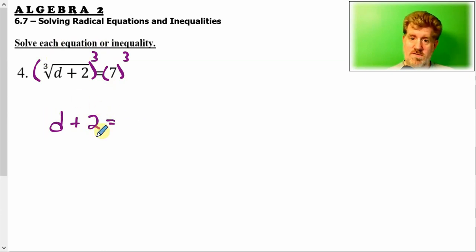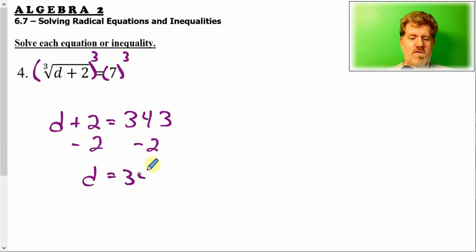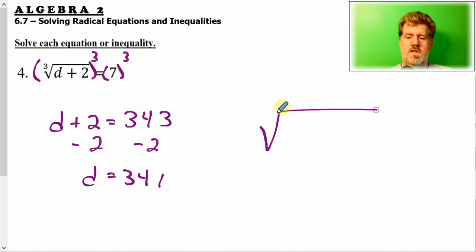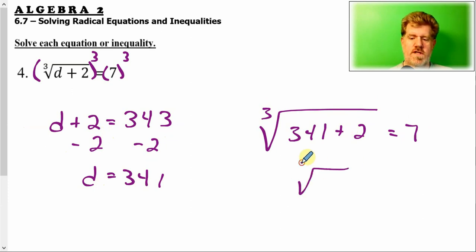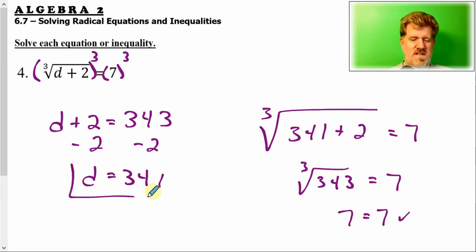That's why we don't bother. That's why we say, hey, it's simplified because it becomes 1. And what's 7 cubed? 343. I only remember that because in one of the previous sections we did that. All right, subtract 2 from both sides. 341, probably true. Let's check it out. 341 plus 2 is 343. Is the cube root of 343 equal to 7? It is. This is correct.